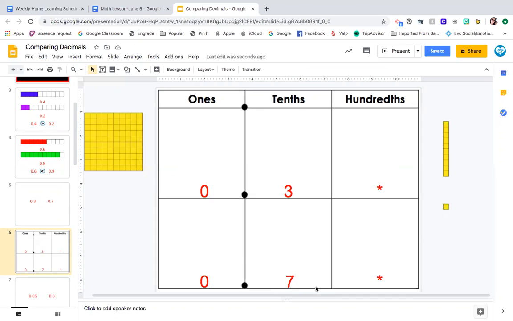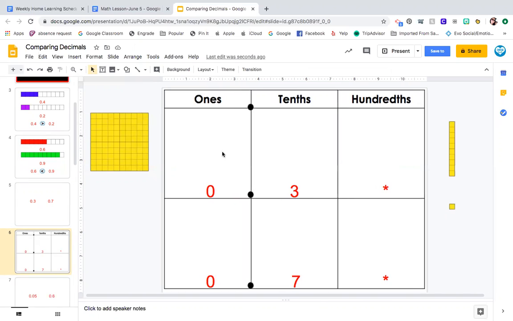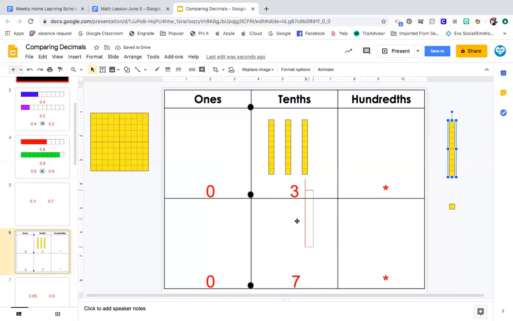All right, now we're going to use the base 10 blocks to build these two decimals and then compare to see which one is greater. We don't have any ones in either of the numbers, so we don't need to bring a flat over. In this number, we have 3/10. I'm going to slide over 1, 2, 3/10. And down here, the digit tells us we have 7, so we need 7.